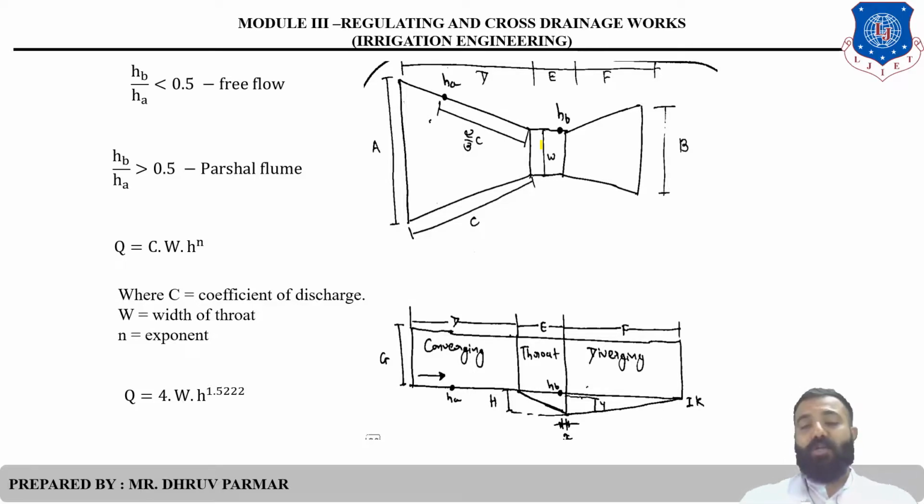So this is the formula to find the discharge. Q equals C into W into H raised to N, where C is the coefficient of discharge, W is the width of the throat, and N is the exponent. So this is the updated formula to find the discharge, which is Q equals 4 into W into H raised to 1.522. By this formula, you can easily find the discharge of a particular stream, canal, or channel. Clear? So this is the flow meter or partial flume.